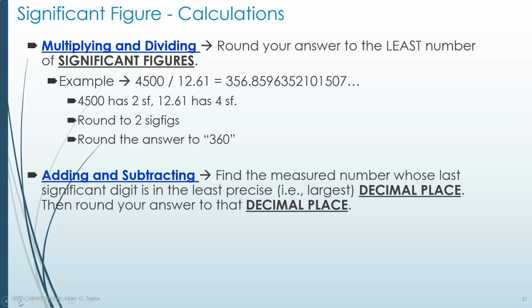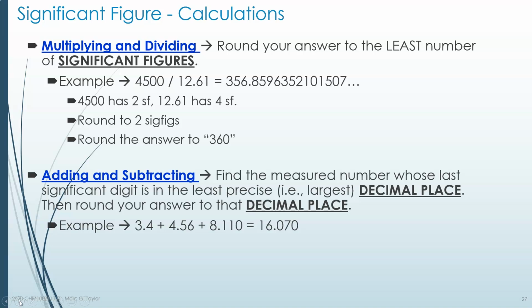Now, adding and subtracting, the rule is a little more complicated, and if I read the rule to you, you're going to say, what? This doesn't make any sense. So I'll read the rule, and then we'll actually do an example, and you'll see it's not that hard. Find the measured number, that's the component number, one of the original numbers, whose last significant digit is in the least precise decimal place. Then round your answer to that decimal place.